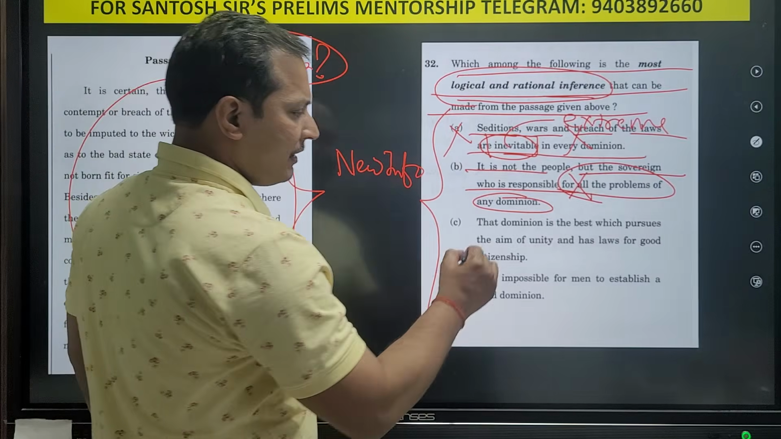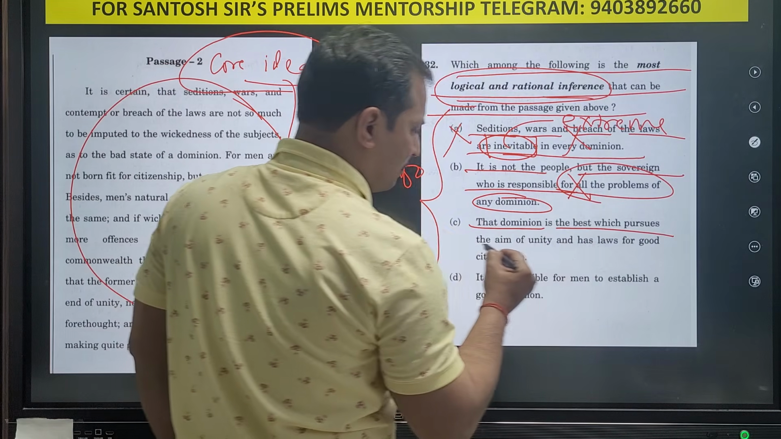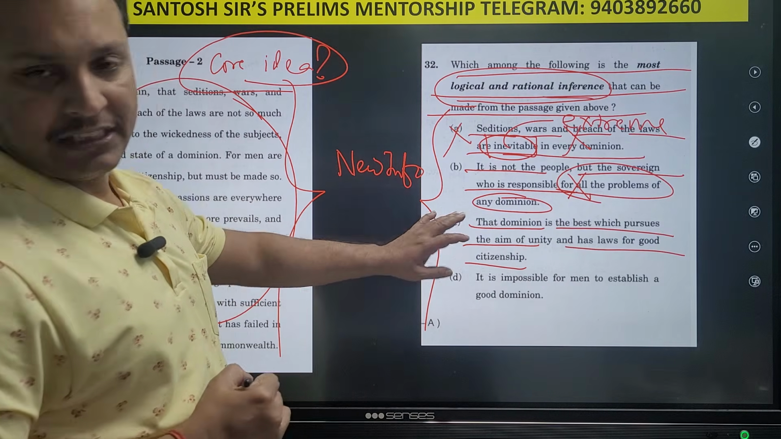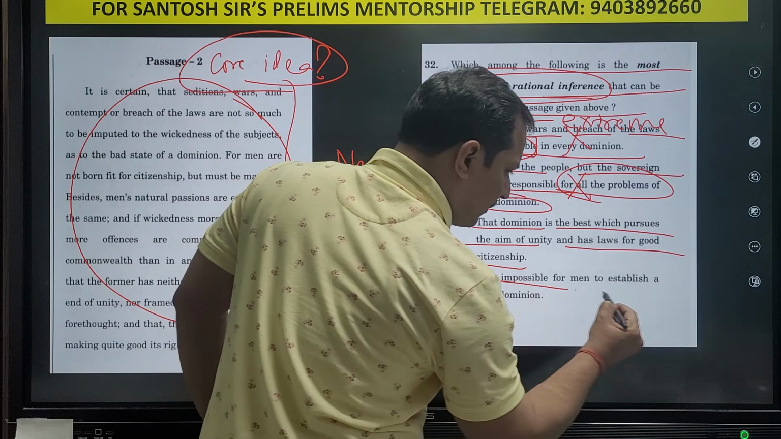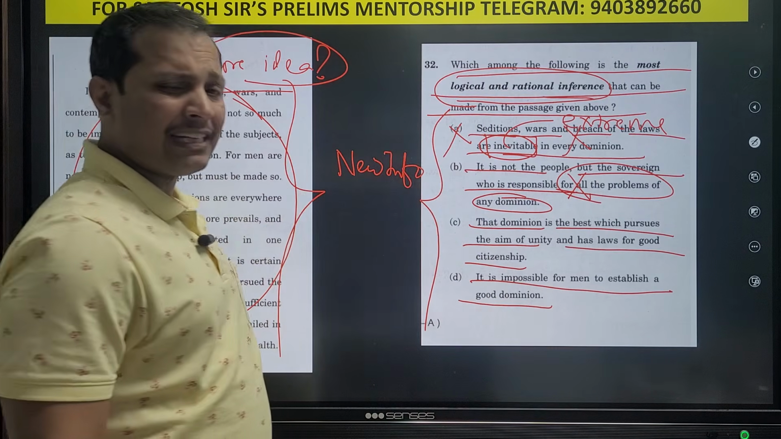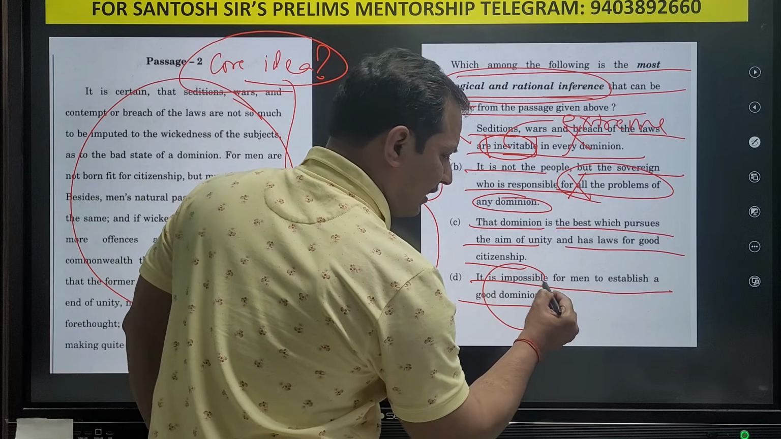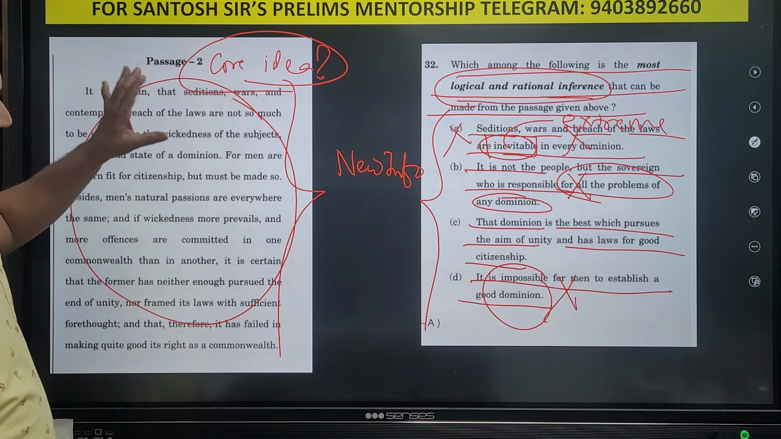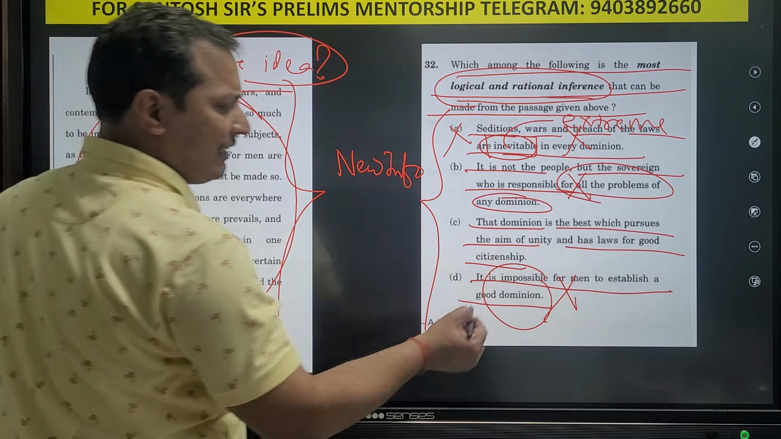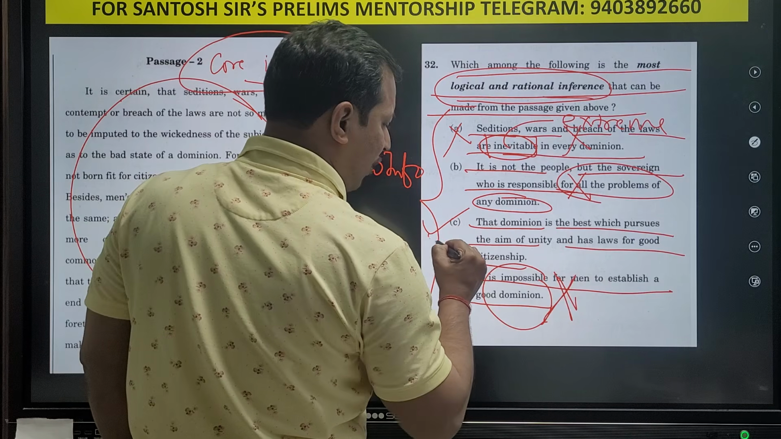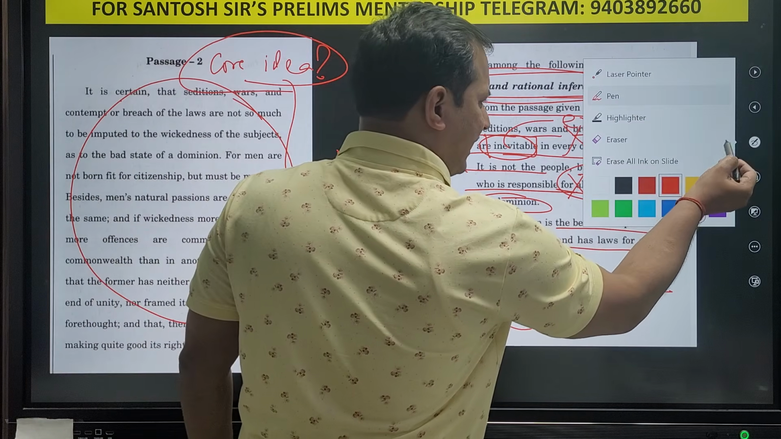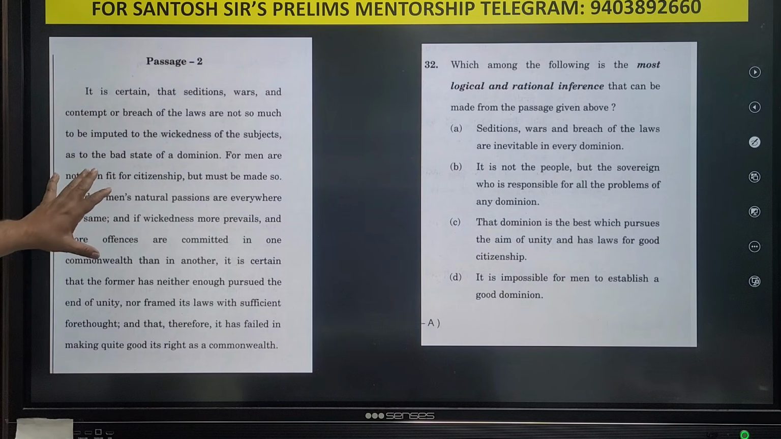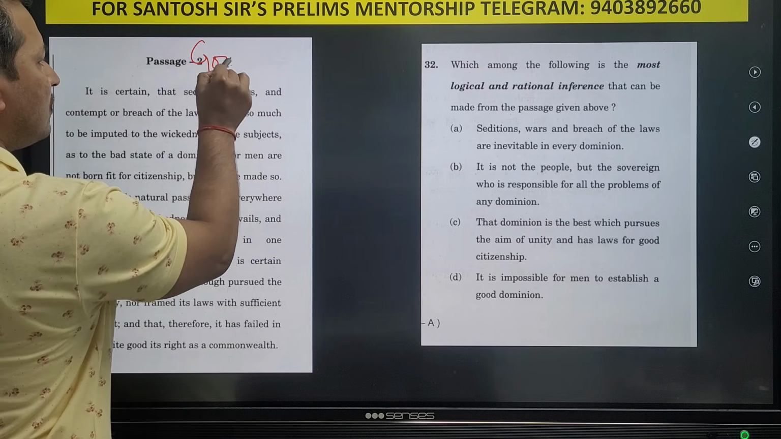Then the third statement: that dominion is the best which pursues the aim of unity and has laws for good citizenship. Statement 4: it is impossible for men to establish a good dominion. Impossible is an extreme statement. Without even reading the passage, we can easily find the answer, which is option C. But even if we read the passage, you will see that the passage is about how to make a good dominion.